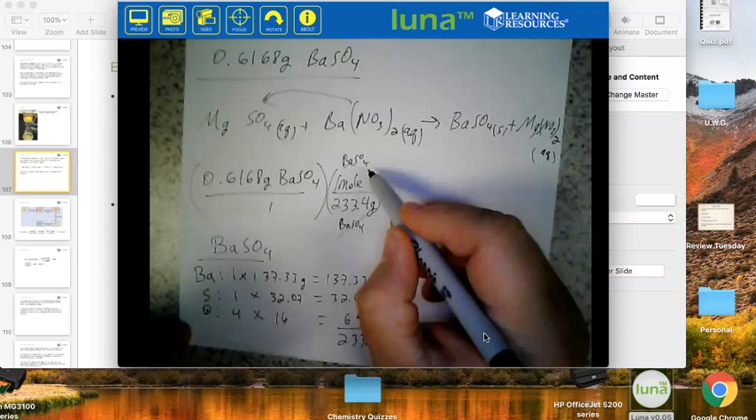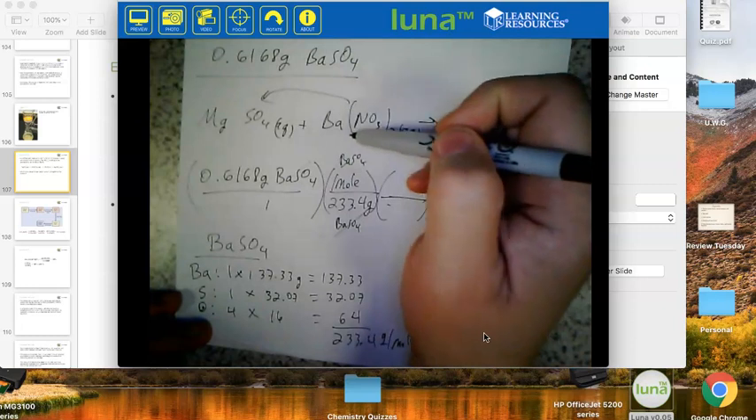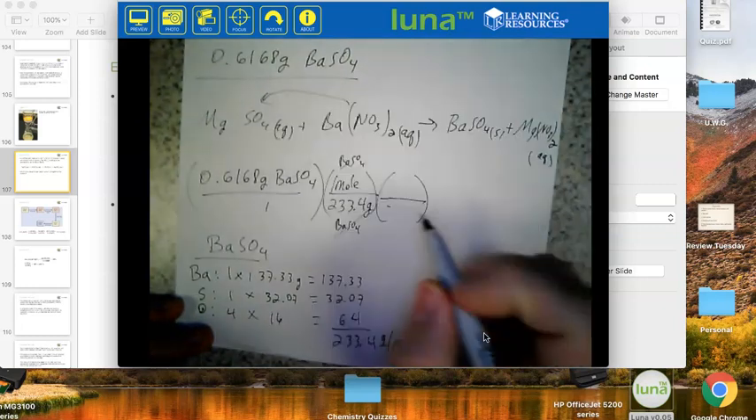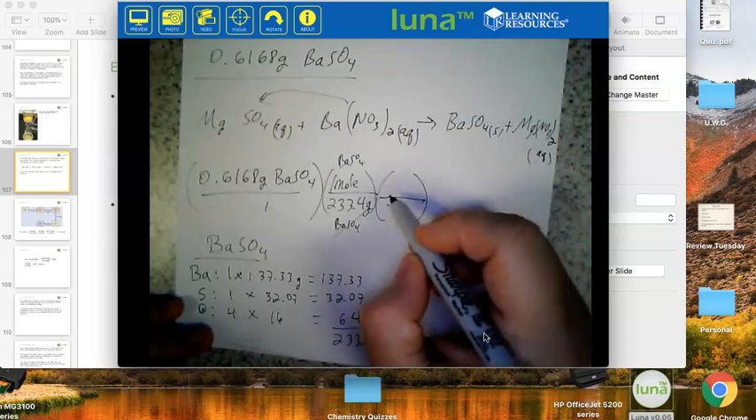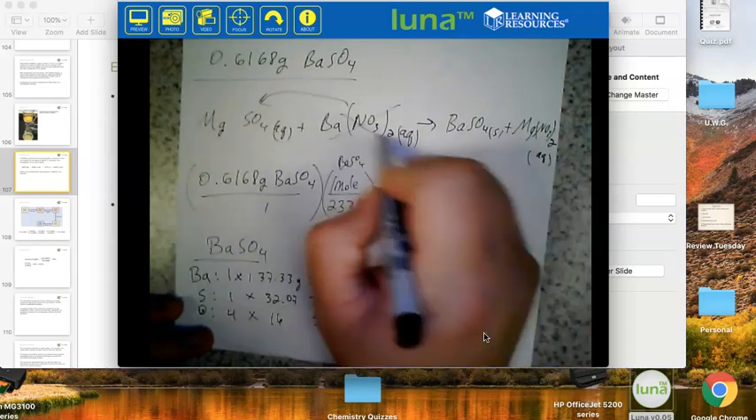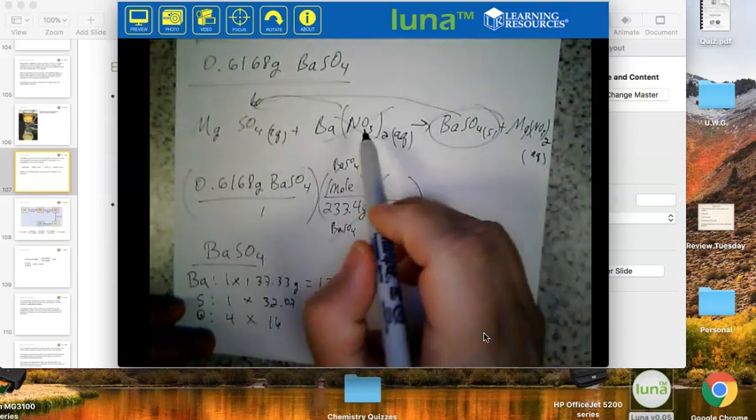I need to go from moles to mass. I'm sorry, moles to moles. So 1 mole of barium sulfate is equal to 1 mole of magnesium sulfate. This is what I'm getting to. It's the same. It's 1 to 1. But I was pointing to a different thing.